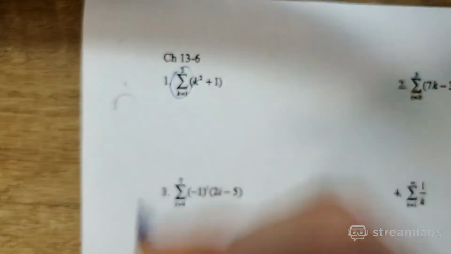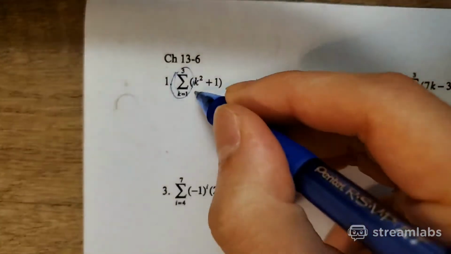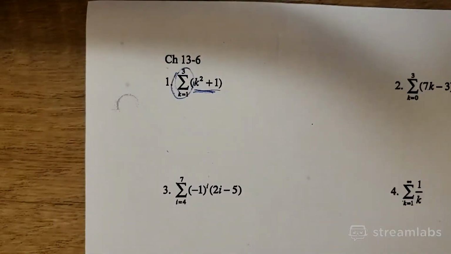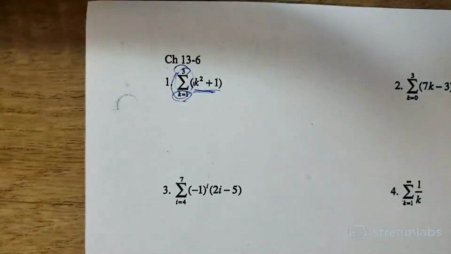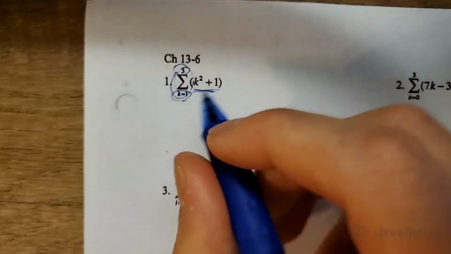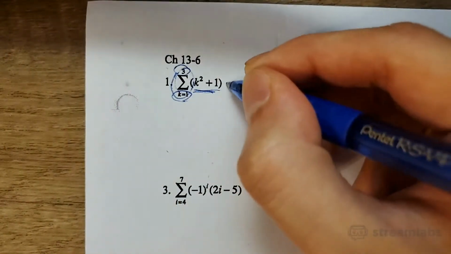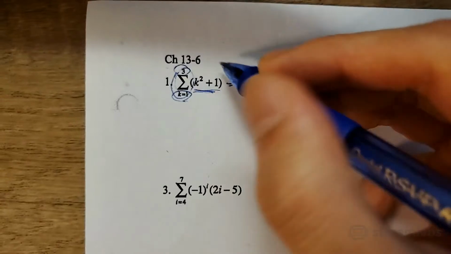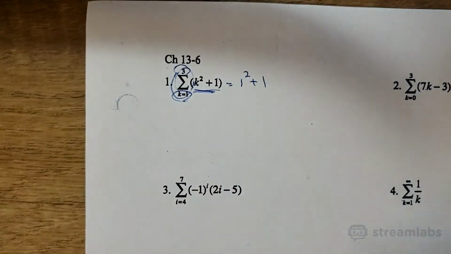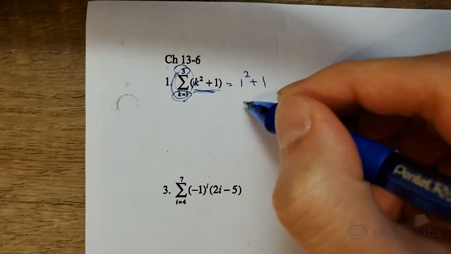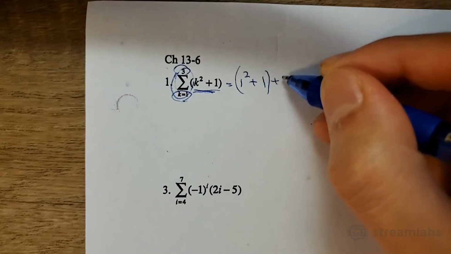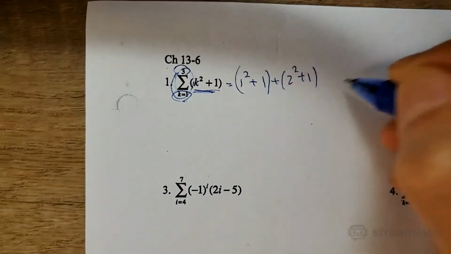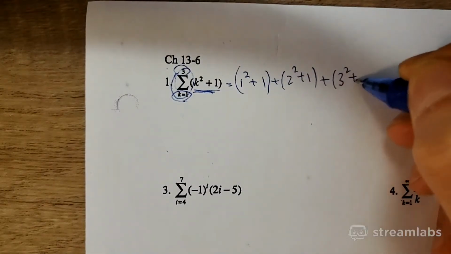You're summing. What am I summing? I'm summing this thing, k squared plus 1. What is k? k starts from 1 and goes to 3. So what does that look like? When k is 1, this is 1 squared plus 1, right? When it's 2, it's 2 squared plus 1, right? When it's 3, it's 3 squared plus 1.